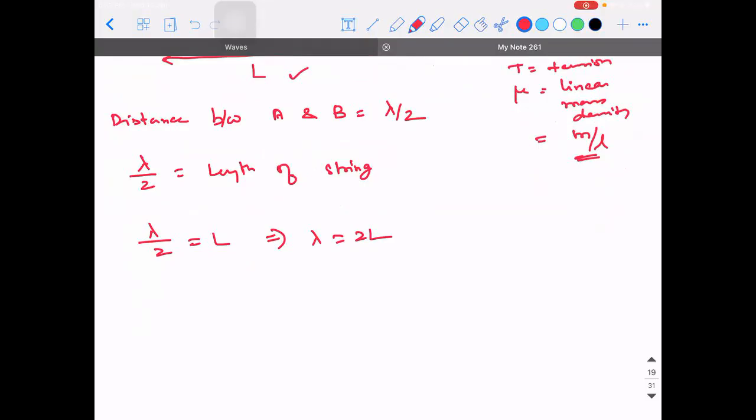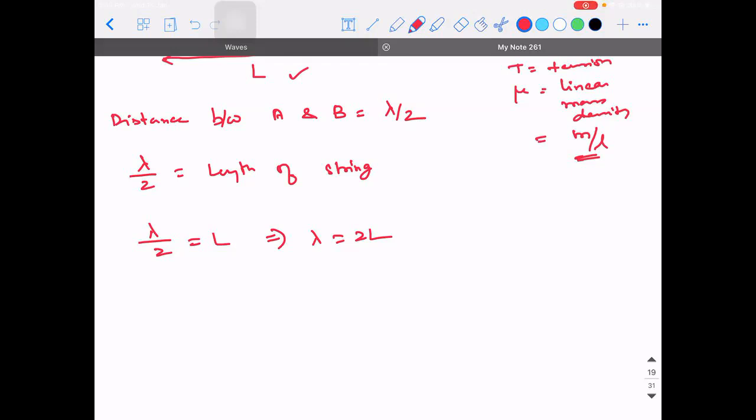Correct? Our work is to calculate frequency, because all these things are applicable to musical instruments. You're not going to apply it for light or something. All these are applicable to musical instruments. And the main work of a musical instrument is to produce a particular frequency. Okay. So lambda is equal to 2L.